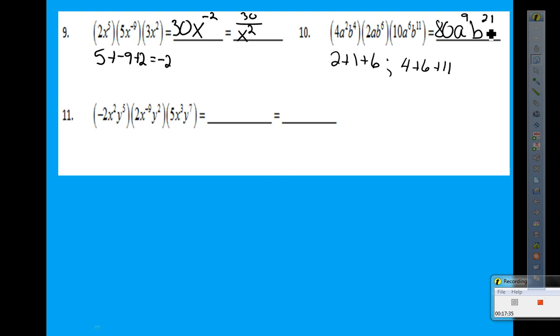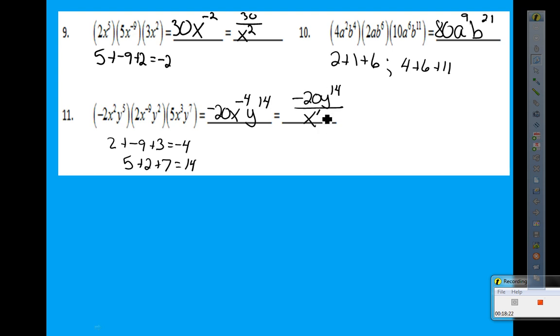Here's my number 11. Negative 2 times 5, that's going to be negative 20. X to the 2 plus negative 9 plus 3 equals negative 4. When I do the y's, I got a 5 plus 2 plus 7, and that's going to give me 14. So I got a y to the 14th. But I have a negative exponent, so here's my ending answer. Negative 20 stays on top. Even though it's negative, it doesn't have a negative exponent. It's got an exponent of a 1 over x to the 4th.